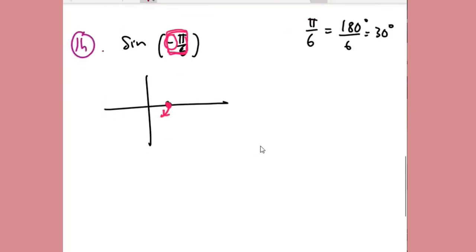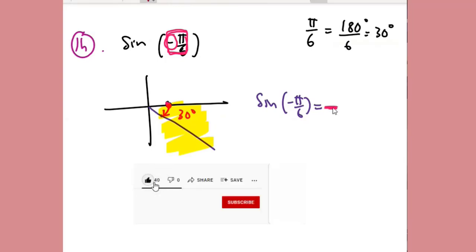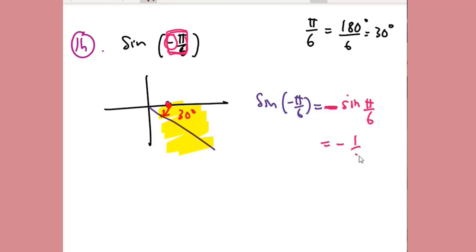Oh, okay, clockwise direction and 30, 30, then the line stops. So sine negative pi over 6 is equal to... this one is in the fourth quadrant. Cosine is negative? Okay, check the quadrant, negative. And then sine pi over 6, or sine 30. Sine 30 is equal to half. Done. Settled. Okay, it's simple.